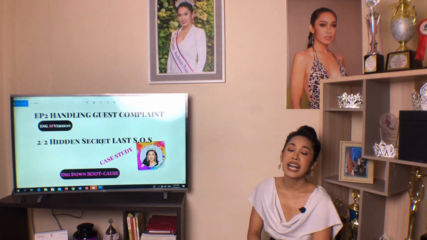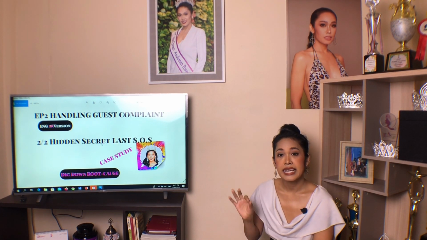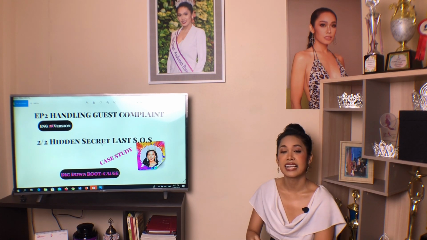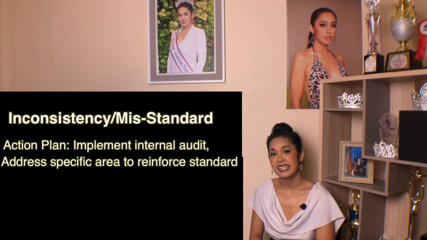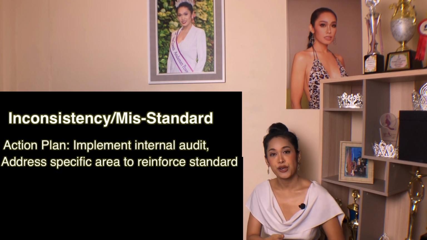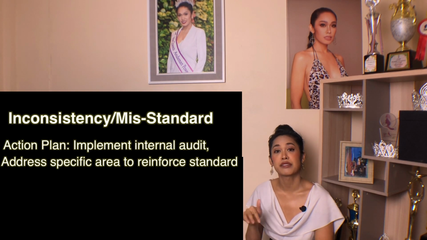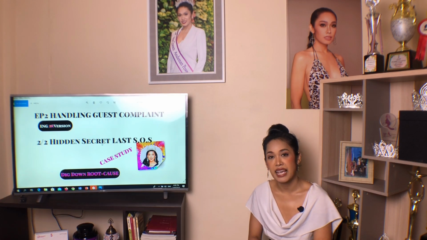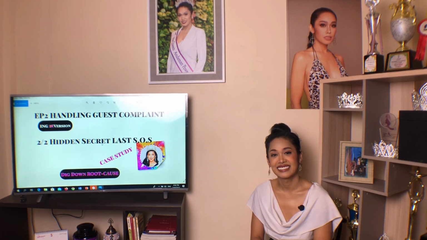So if you analyze the complaint case and it falls into inconsistency and misstandard, you need to solve this problem by implementing an internal audit. And also you need to address specific areas and specific staff to ensure and reinforce to them that it needs to be carried out 100% for the guest.